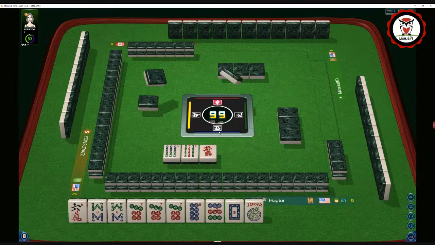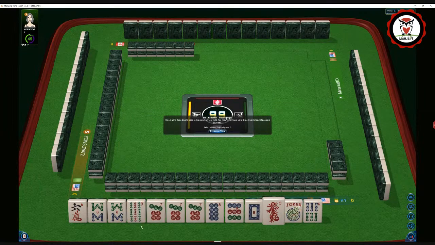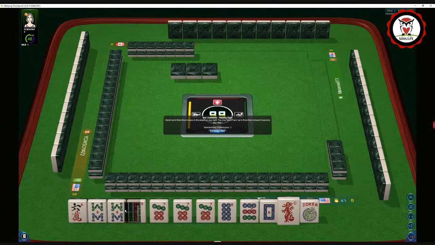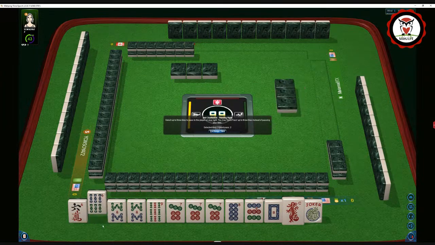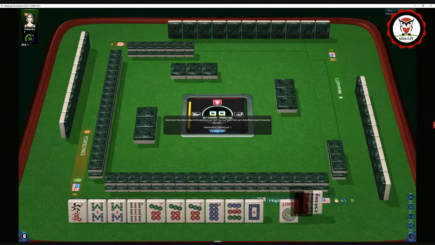Here's a 6, 9 dragon back. We got a dragon back. Here's a 9. So we have 7, 8, 9, 8, 9, 6, 8. This 6 bam is not helpful. Okay, we need to make a choice.